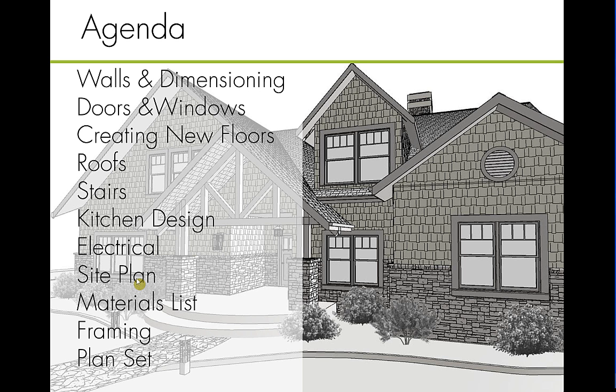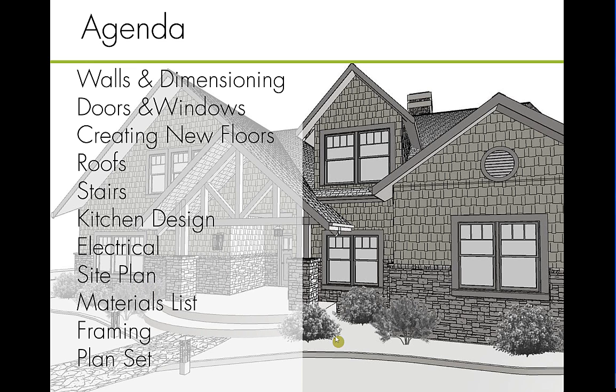So today we're going to go through a full home plan. We're going to start by drawing out our walls and looking at some of our dimensioning options. We'll move into our openings, our doors and our windows. We'll move on to creating new floors, so a second floor and a foundation. We'll create our roof. We'll go through some different stair dialog options. We'll create a simple kitchen design and then an electrical plan. Then we'll take a look at some of our terrain options and create a site plan there. We'll take a look at our material list. We'll finish up with our framing, and then we'll create a full plan set based off of what we've done.